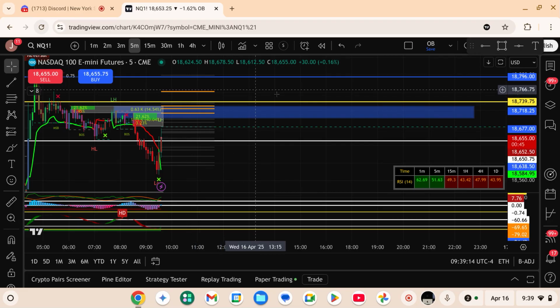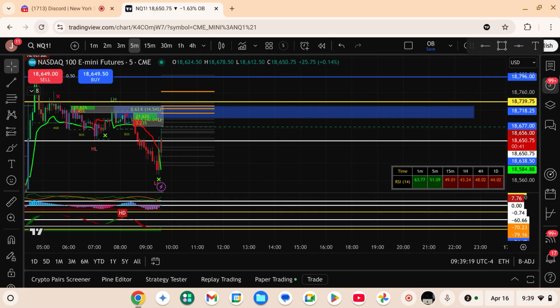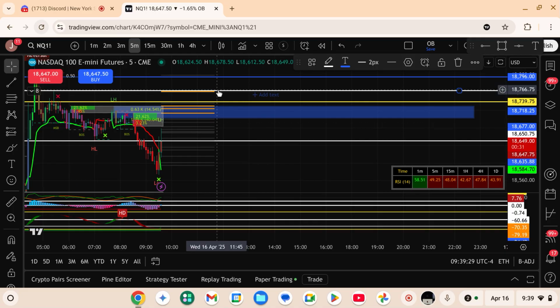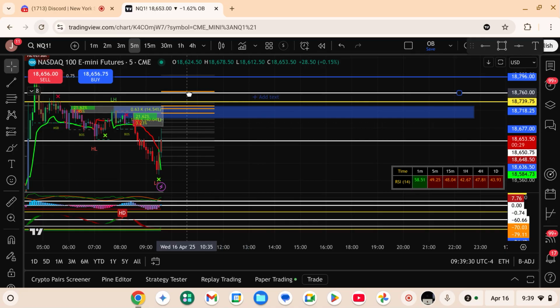Now, I could just sweep this liquidity though, and then drop. Let's draw that up too. If it makes a high after it sweeps this liquidity here, then it's going to reverse.